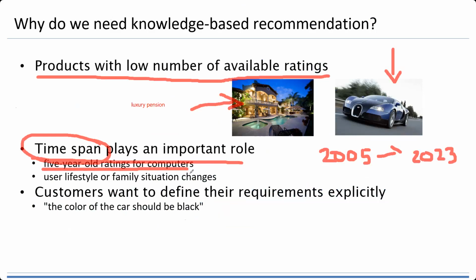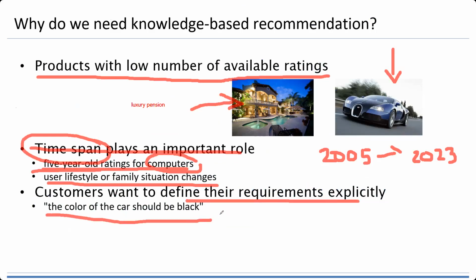Usually for electronics products, like computers or some other electronics products, it is just 5 years. After 5 years, it is not relevant anymore. Or the user's lifestyle or family situation changes. So this is also a kind of time span. Also, customers want to define their requirements explicitly. For example, I want to buy a car, but the car should be black in color. So it's more specific.